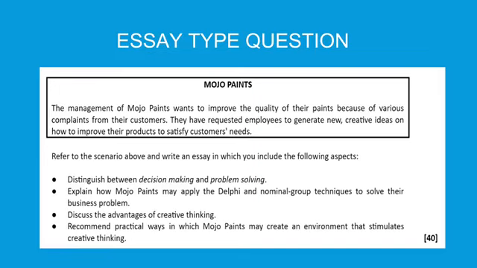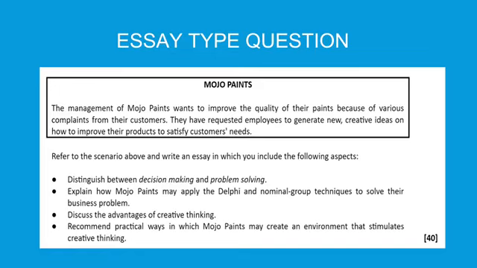Distinguish the difference between decision making and problem solving. Explain how Mojo Paints can apply the Delphi and nominal group techniques to solve their business problems. Discuss the advantages of creative thinking. And lastly, recommend practical ways in which Mojo Paints may create an environment that stimulates creative thinking. So the first thing I want you to look at here is the verbs.